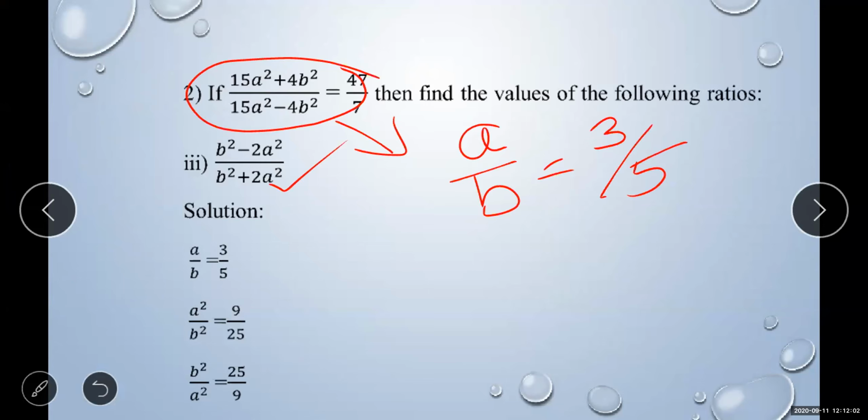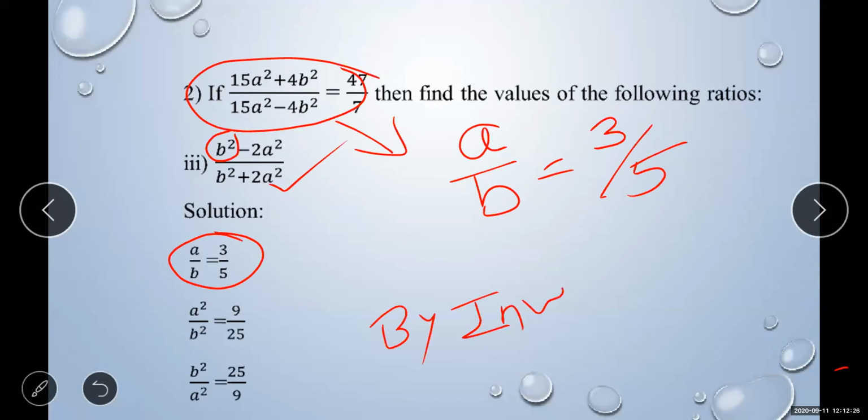So, obviously, we need the squares. So, take the square of both sides. What you will get? A square upon B square is equal to 3 square upon 5 square. 3 square is 9, 5 square is 25. But we can see here B square at the first position. So take the invertendo.